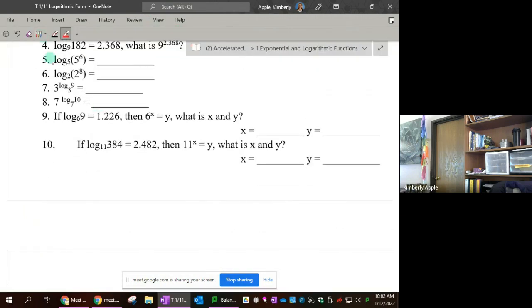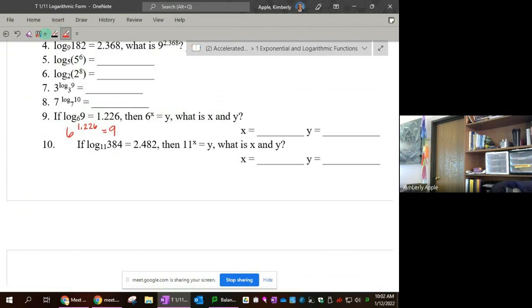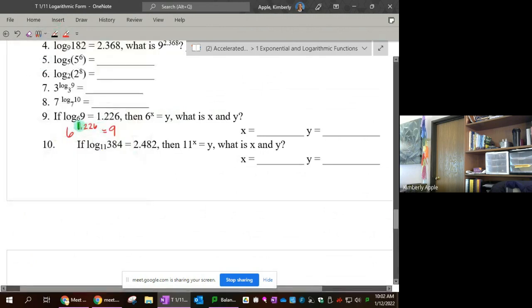So for this one, it says if log base 6 of 9 is equivalent to 1.226, then what is x and y? Just rewrite it as an exponential. 6 to the 1.226 equals 9. And then you just want to use this structure, right? There's the exponent, x is the exponent, so x is equal to 1.226. And of course, by the same logic, y is 9.